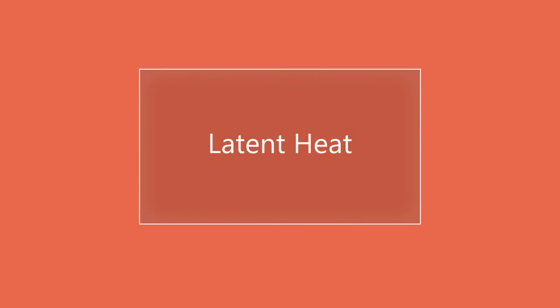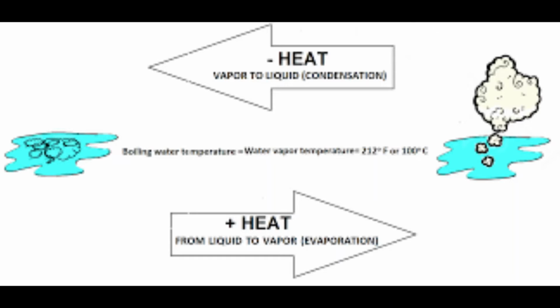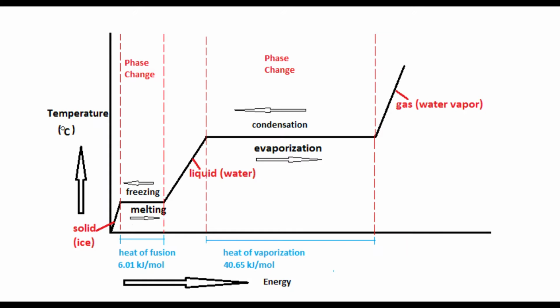The latent heat is when heat flows out of or into an object. It can also produce a change in its physical phase. This process will occur without a change in the temperature. The heat involved in such a change is called latent heat.